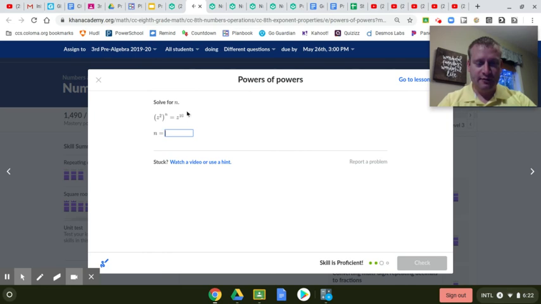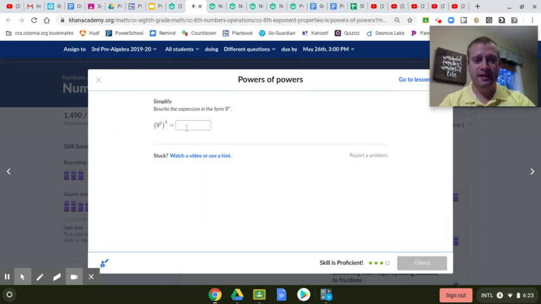So now this one, you have to work backwards a little bit. 2 times n needs to equal 10. So 10 divided by 2 means we need a 5 there. 2 times 5 would give us 10. The exponents would match now. We're good to go. And one last one here.